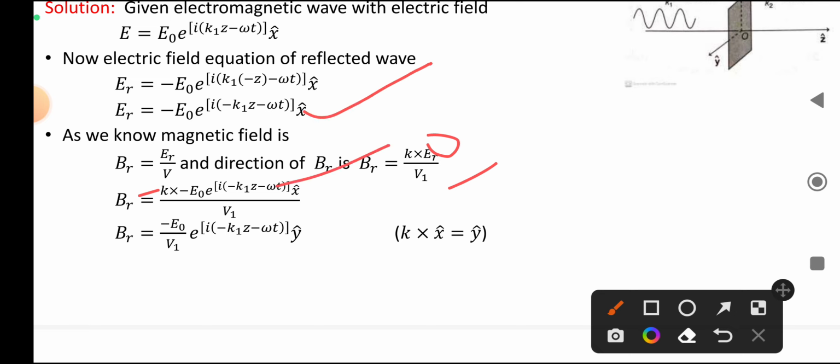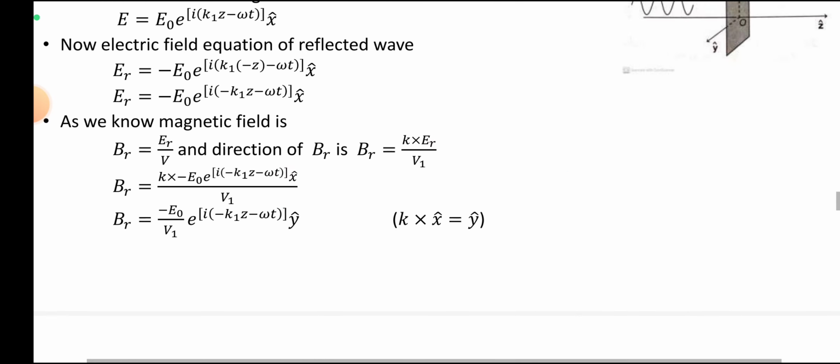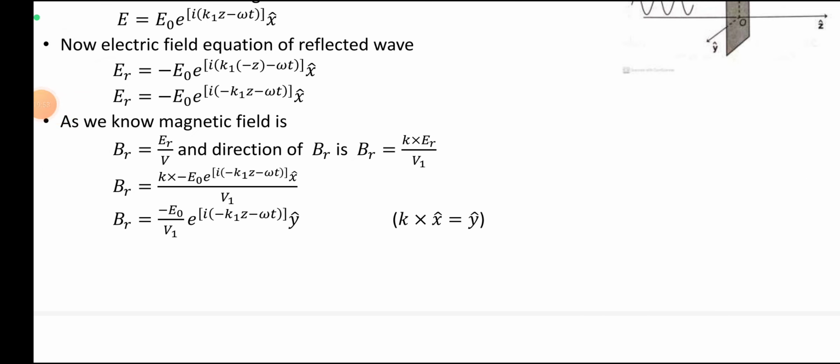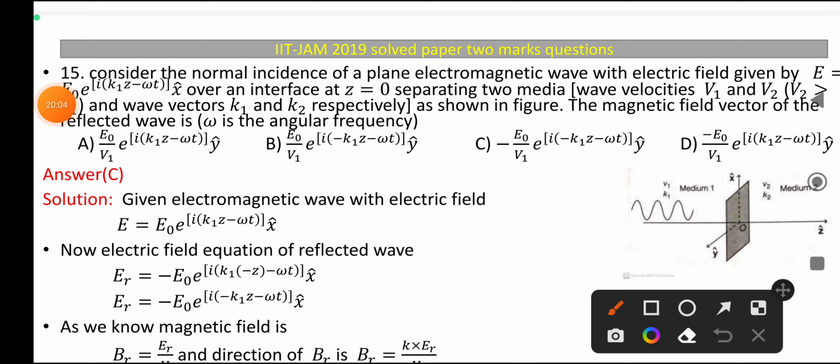Now take these outside with a minus, and k cross here: k cap cross x cap. What is k cross x? It is y. So that is why y is written. So this is the magnetic field in the reflected wave: minus E naught by V1 into y cap. So this is the answer. Okay friends.